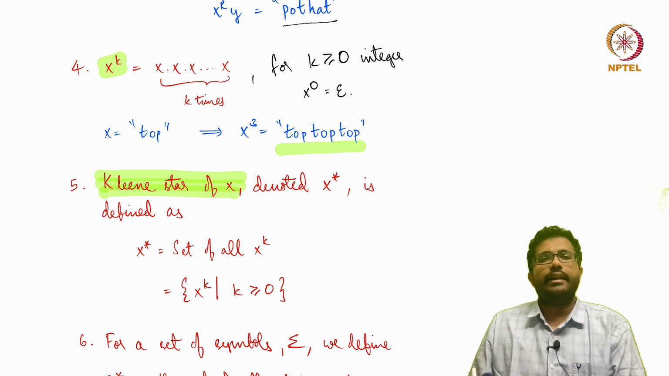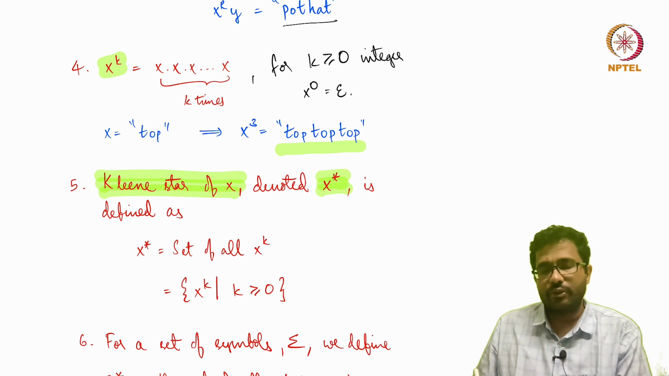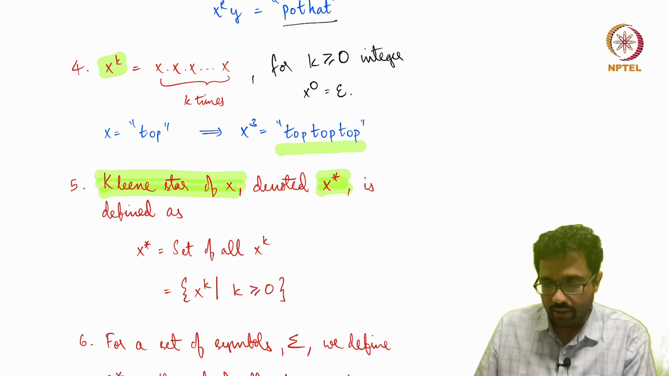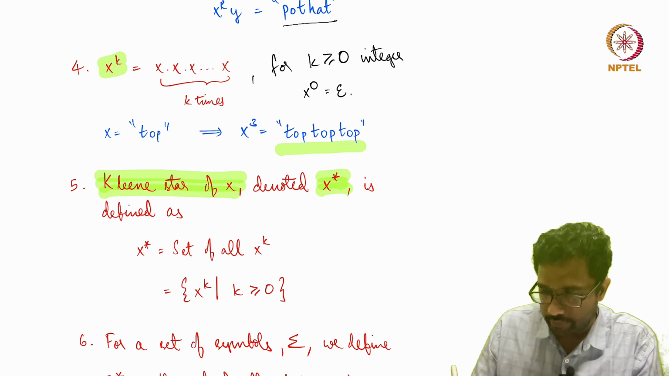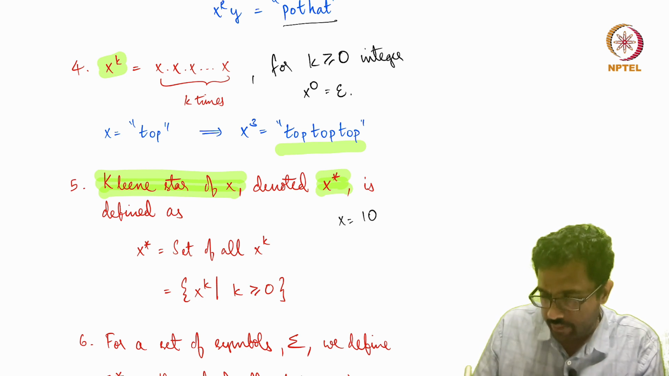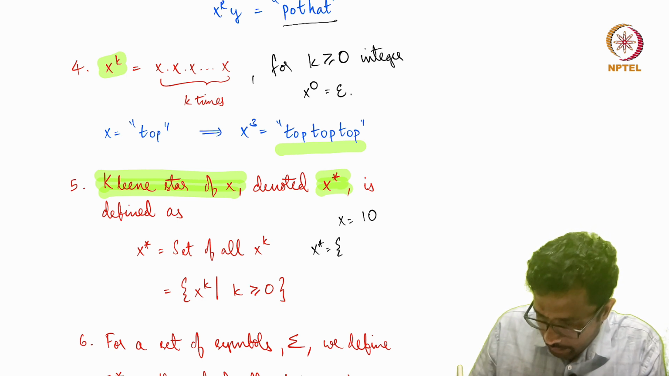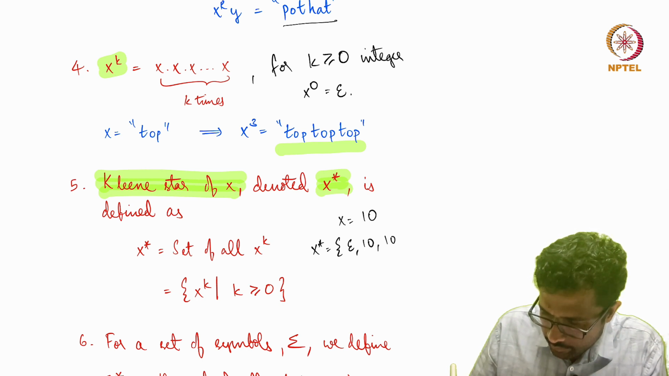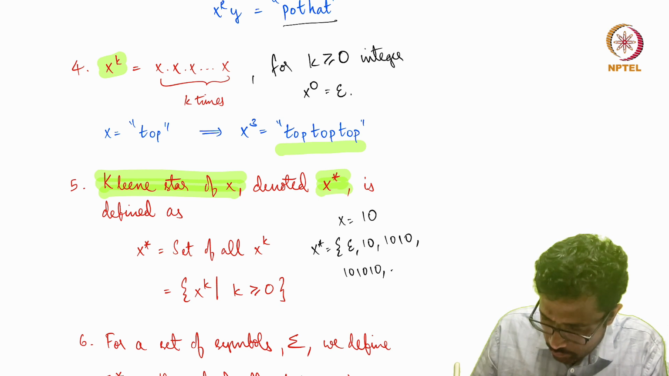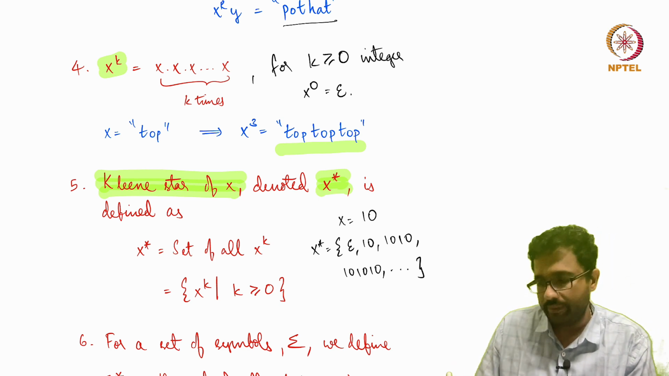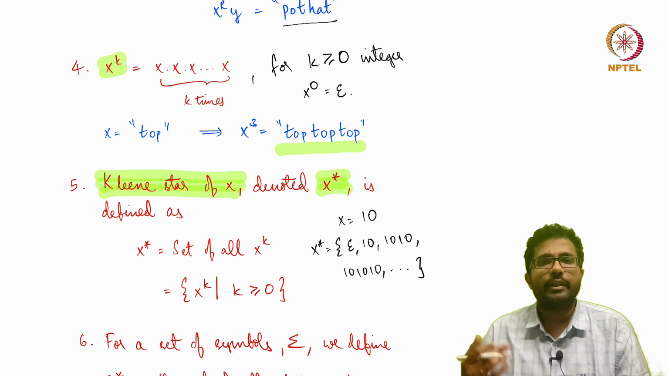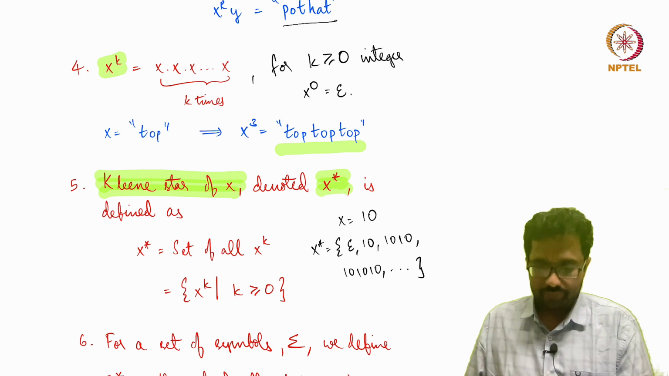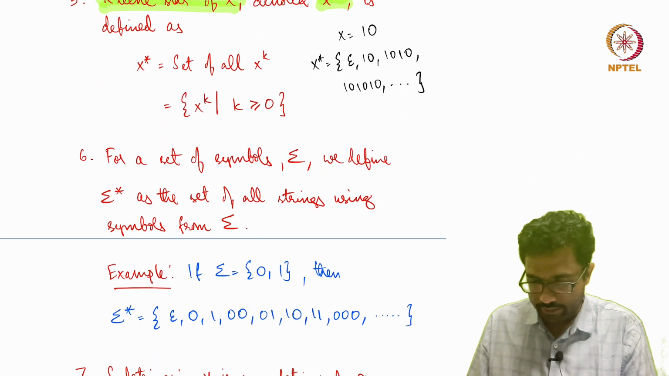So the Kleene star of a string x, also denoted by x superscript star, is defined as the set of all x power k, for all possible k. For instance, if x is 10, then x star would be the empty string, 10, and so on. So this contains x power 0, x power 1, x power 2, x power 3 and so on. This is said to be the Kleene star of a string x. So these are all important definitions that we will use.